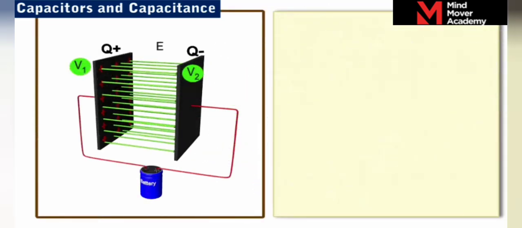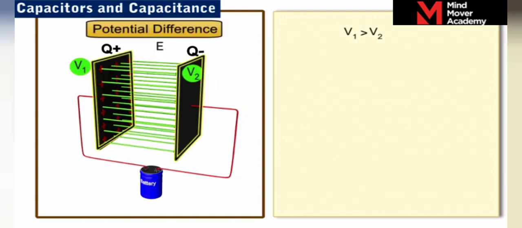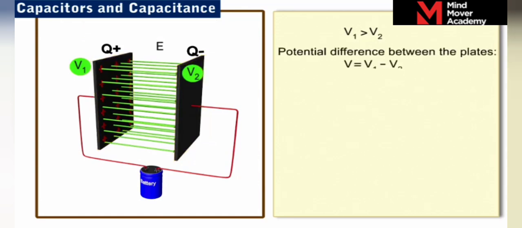The positively charged plate is at a higher potential than the negatively charged plate. Therefore, V1 is greater than V2. Hence, the potential difference exists between the two plates. Let the potential difference between the plates be V is equal to V1 minus V2. As potential difference is measured in volt, this potential difference is referred to as voltage.